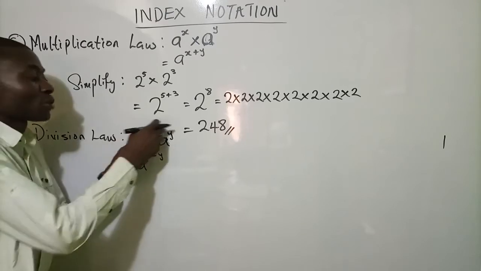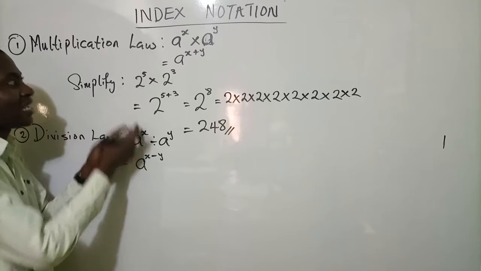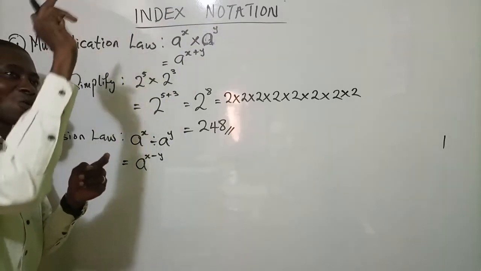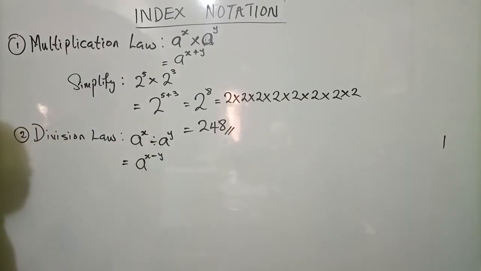That means that you should subtract their what? Their power or their index. This is called power, the index. Okay, that's why it's called index notation. Index on top. Okay, so it says that we should do what? Subtract their index or their power.